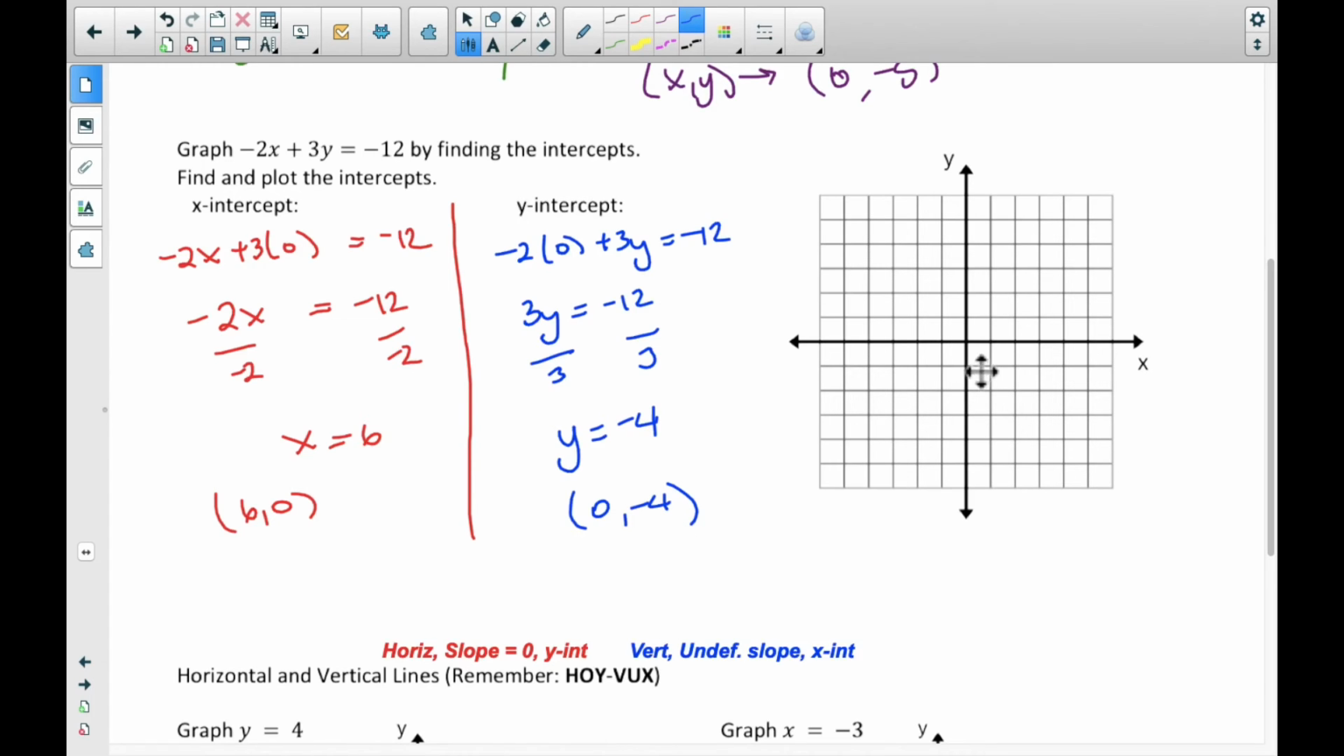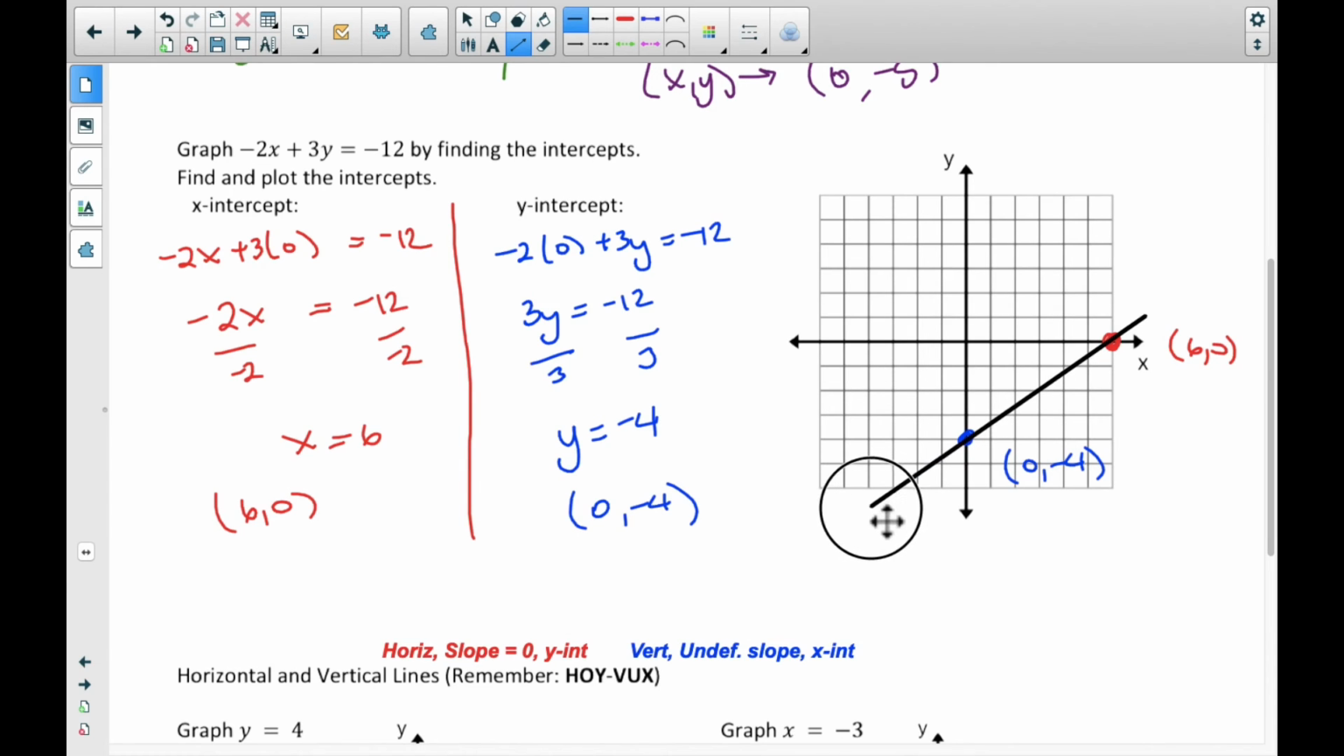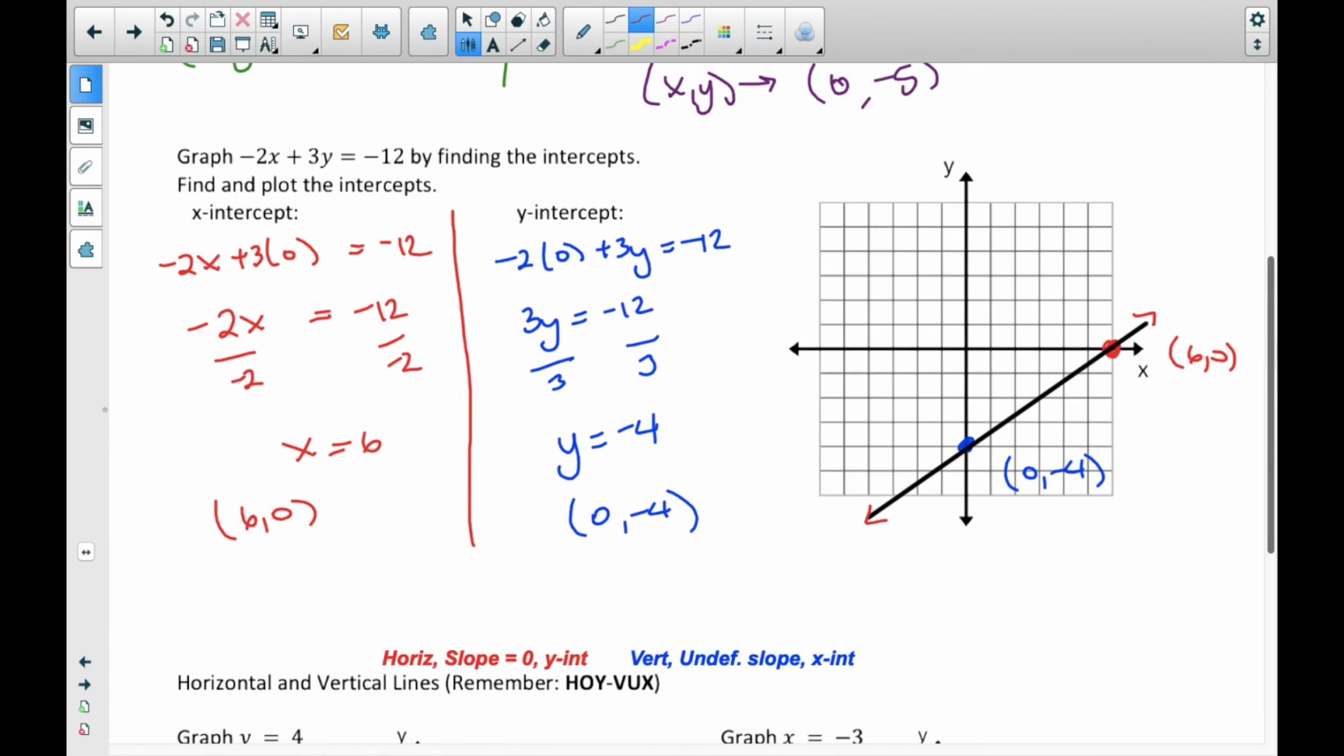So we're going to go to our graph. 0, -4 is here, and 6, 0 is here. And I'm going to get a straight edge, and I'm going to connect those points with a straight line. And again, I didn't just make a stubby little line and stop right there. I tried to go all the way across the graph. All right, that is how we graph by intercepts. When we get to class, I might teach you a slightly even shorter method, but this is what we do. We plug in a 0 and we work it out.